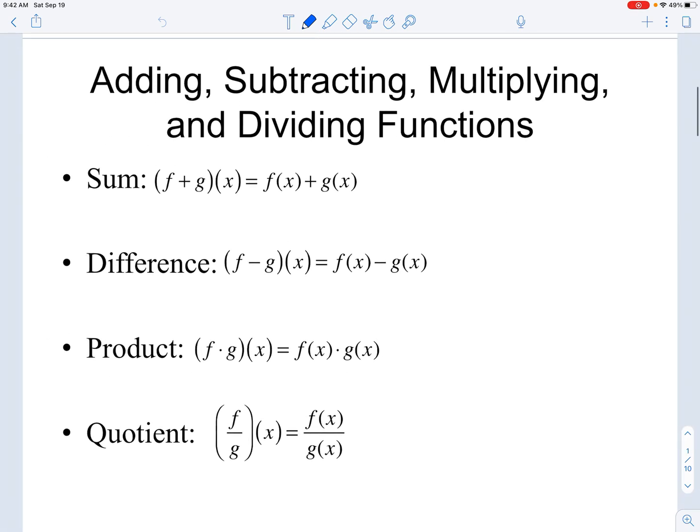So we'll first look at adding, subtracting, multiplying, and dividing functions. If you're given two functions and you want to perform one of those operations, you just add, subtract, multiply, or divide. And then sometimes you can simplify the equation of that new function, but you are creating one new function from other functions. All the examples here are just dealing with two functions, but you could also think of adding three functions together or more.